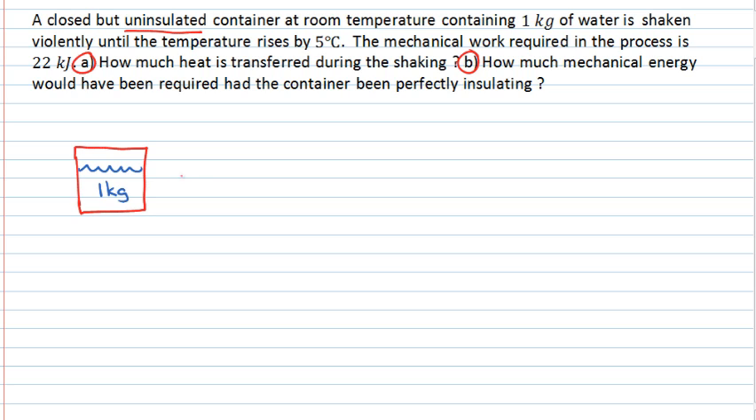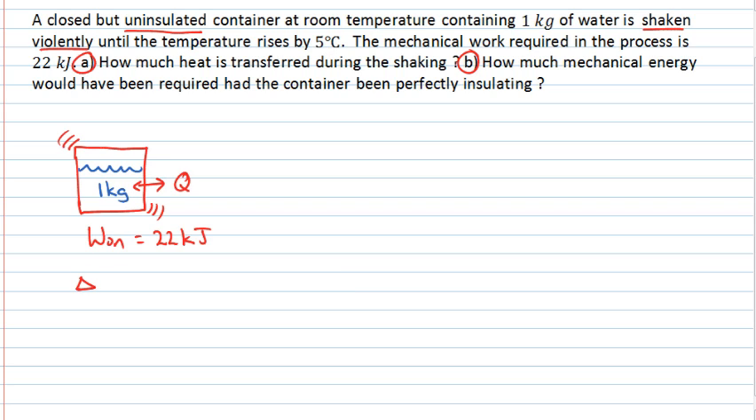This means that I can add heat to the water to raise its temperature, or I can take heat out of the water to lower its temperature, so I can change Q. I am shaking the container violently, so that means that I am doing some work on the container. That amount of work I'm given numerically as 22 kilojoules, and I'm told that the temperature of the water rises by 5 degrees Celsius above room temperature.